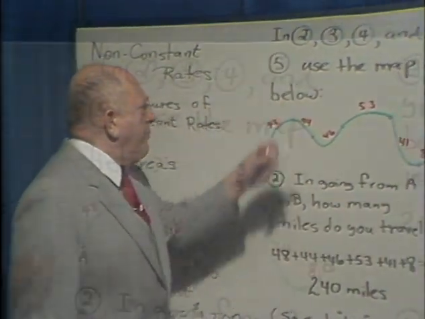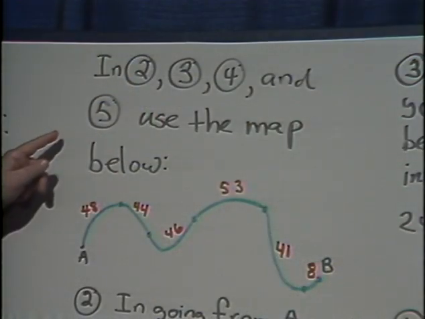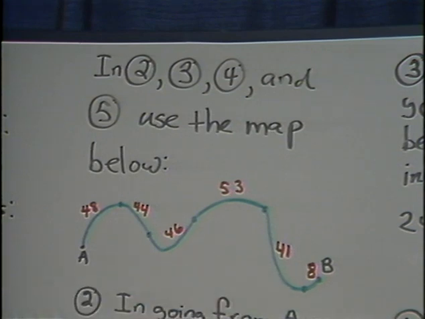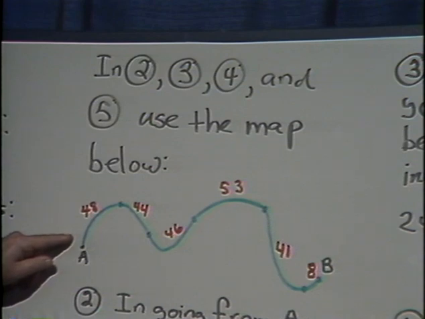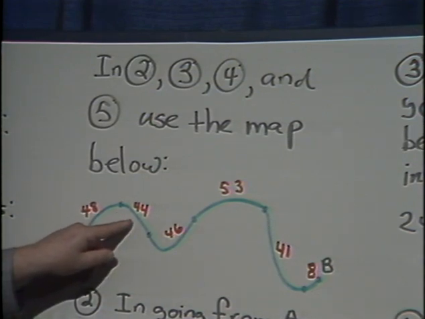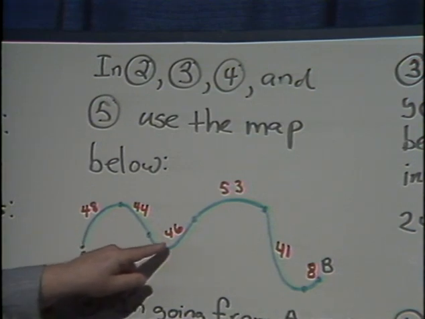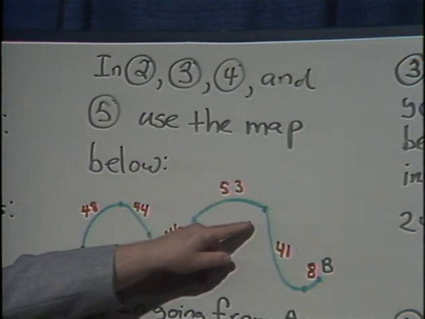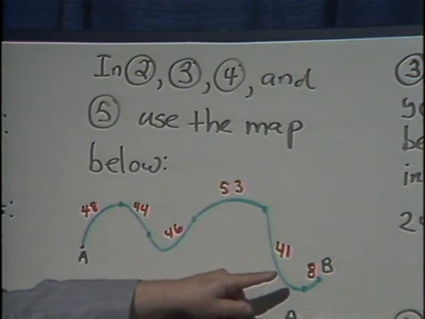In the next four examples that I do, in problems 2, 3, 4, and 5, we're going to use the following road map. It's not all that clear. Just jot this down if you're taking notes along with me. The first segment of a trip is 48 miles. The next segment is 44 miles. The next segment is 46 miles. Then there's a 53-mile segment, a 41-mile segment, and an 8-mile segment.